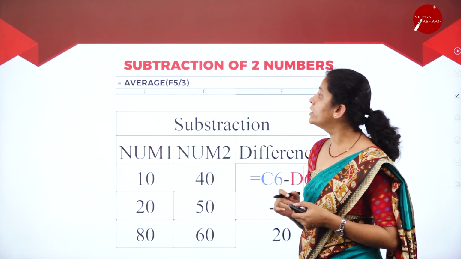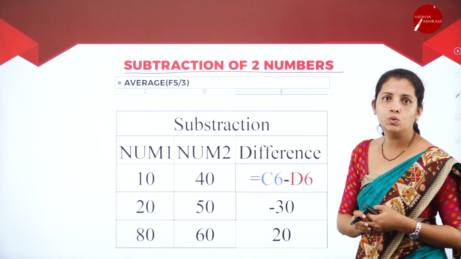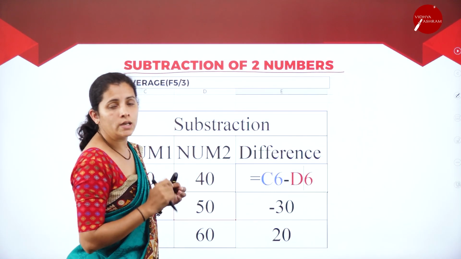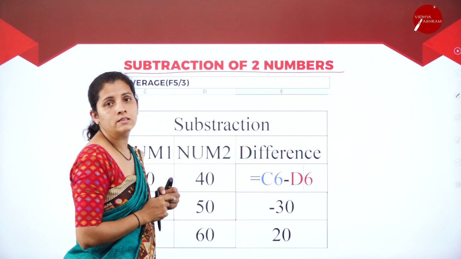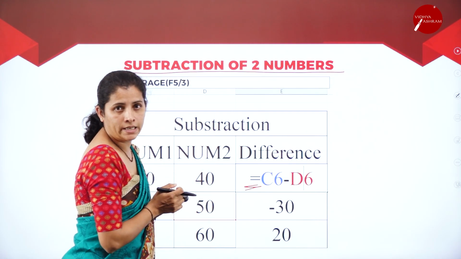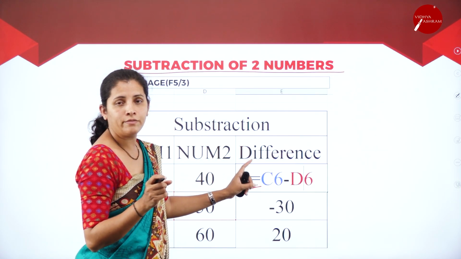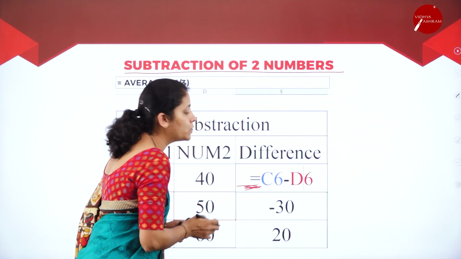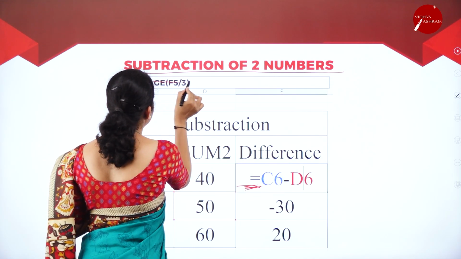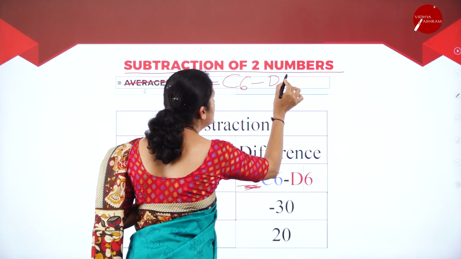Moving further, I'm going to take another example, that is subtraction of 2 numbers. So I'm going to subtract 2 numbers and the formula is different here. I'm not going to use any built-in function. Instead of that, I'm going to use a user-defined formula. Here I'm going to write equal to C6 minus D6.